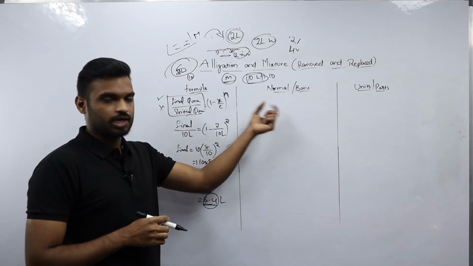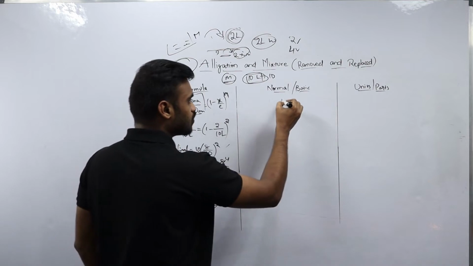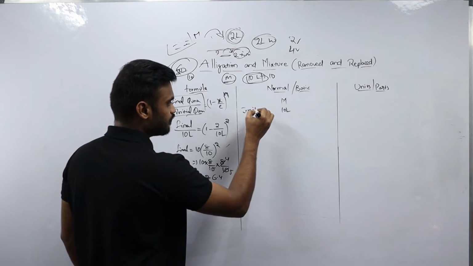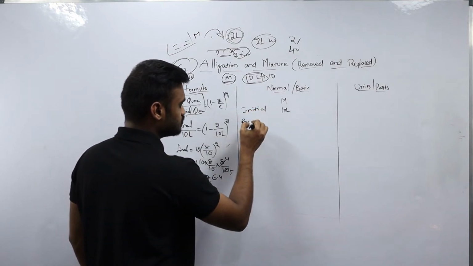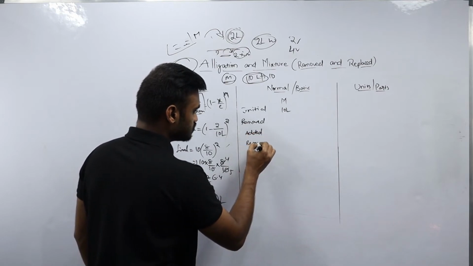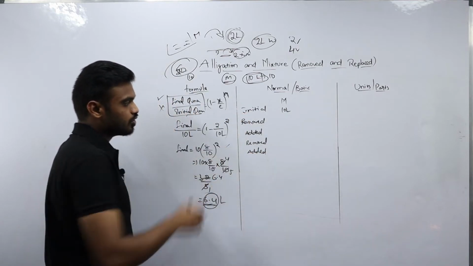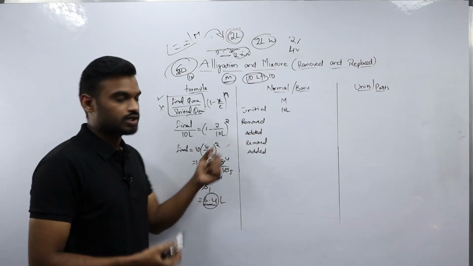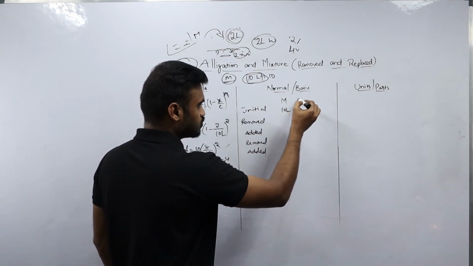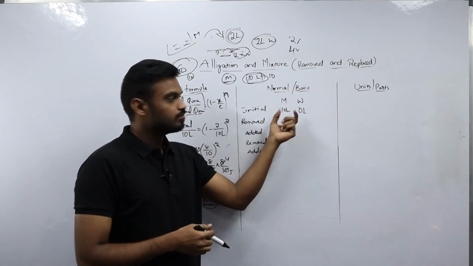Now let's see what the normal or basic method is and how to use it to solve the problems. Initially the total quantity of milk is 10 liters. This is the initial quantity, then removed, added, removed, added. By the end of this problem we will know why I wrote all this removed and added here. Initially there is no water in the mixture, there is only milk, that is 10 liters of milk.